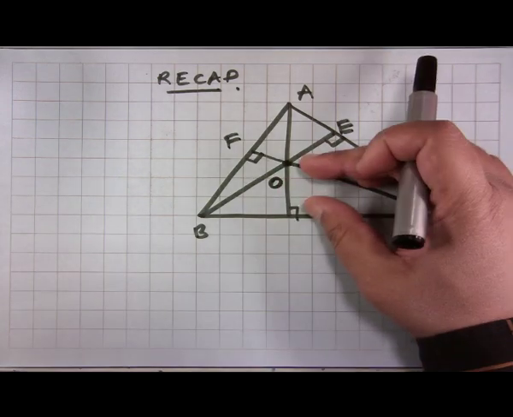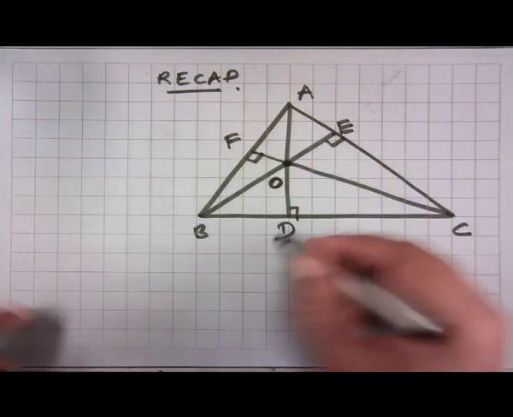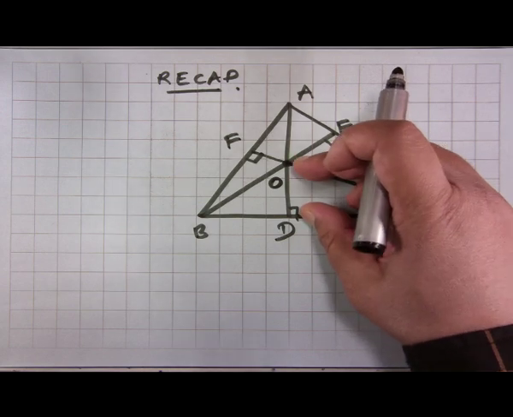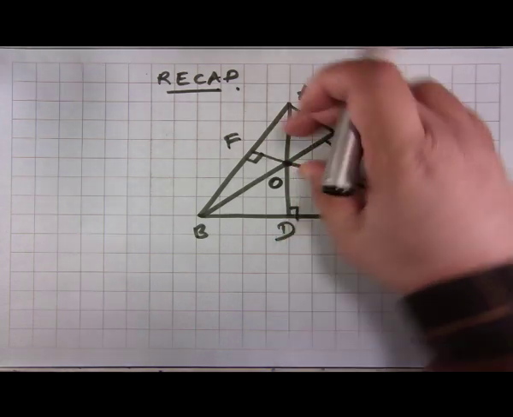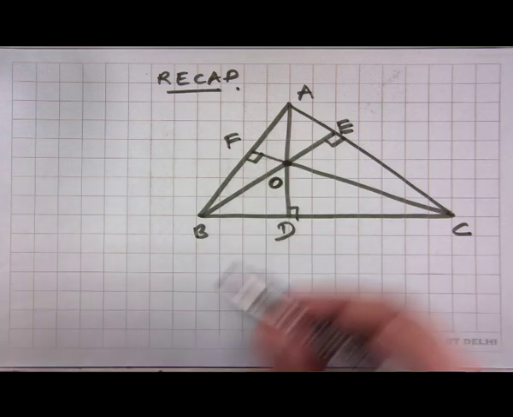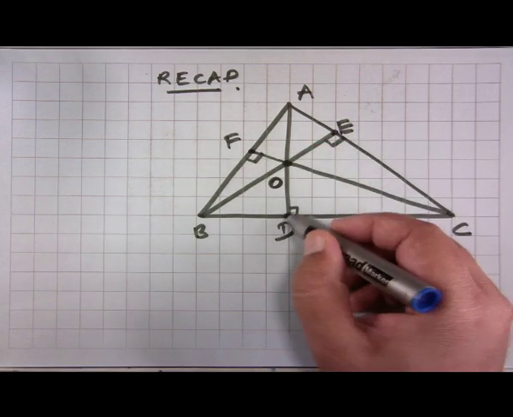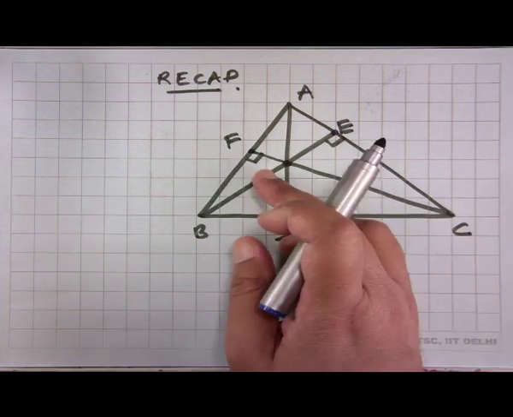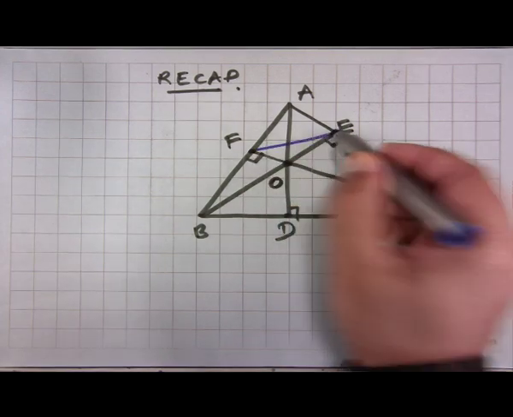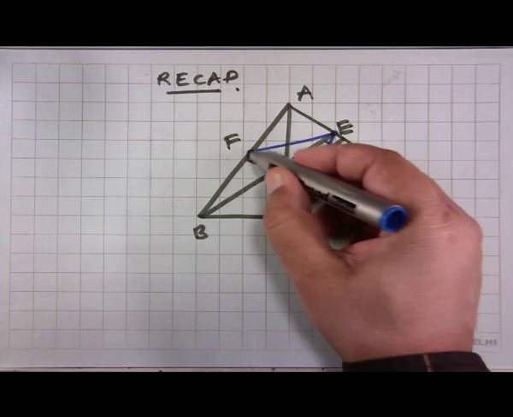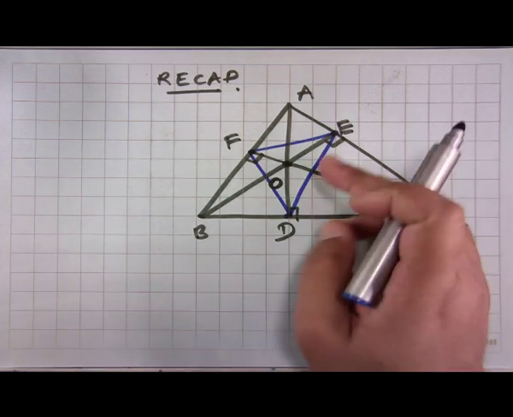We also derived expressions for the length of these line segments OD, OE and OF. We also defined the pedal triangle. So, if we join these points F, E and D, where these perpendiculars meet the opposite side, then we get this triangle in blue, which is called the pedal triangle of the triangle ABC.